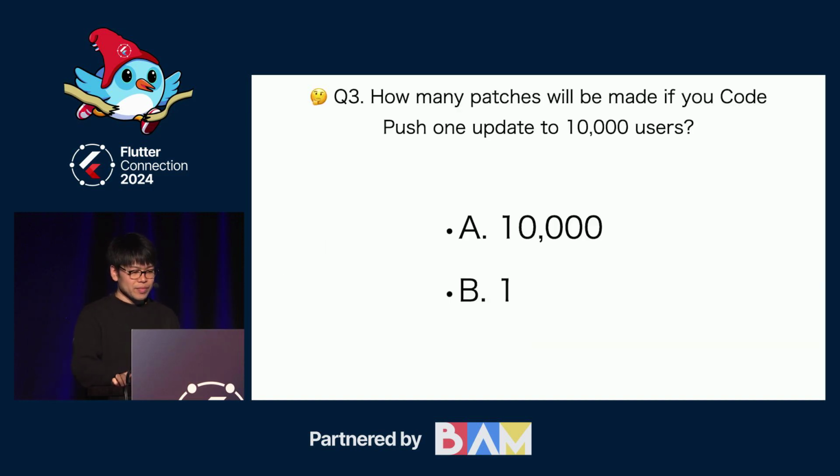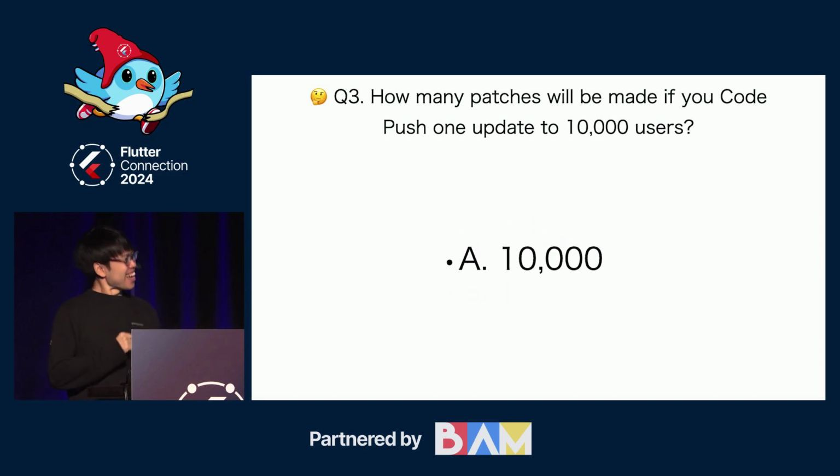The last question is about pricing. So how many patches will be made if you code push one update to 10,000 users? Okay. Please raise your hand if the answer is A. Okay, maybe half of them. How about B? Yes. It's a good question. Okay, the answer is 10,000 patches.